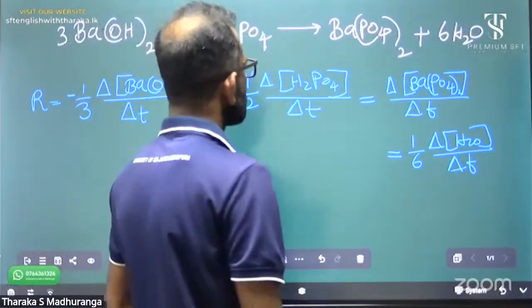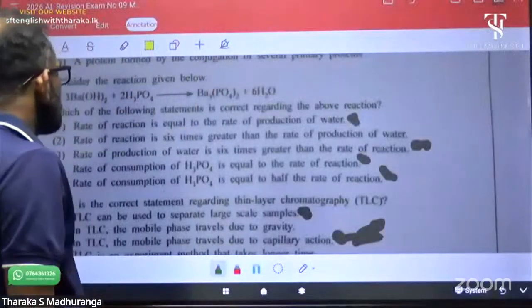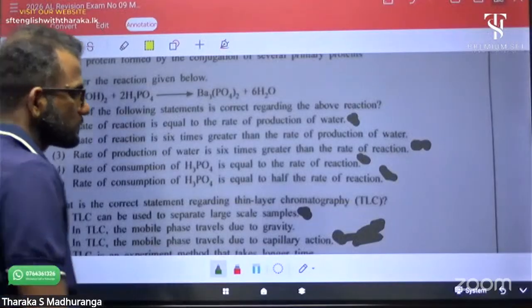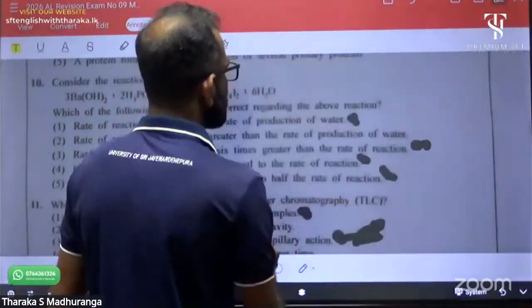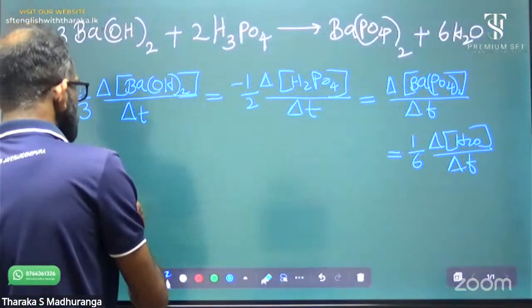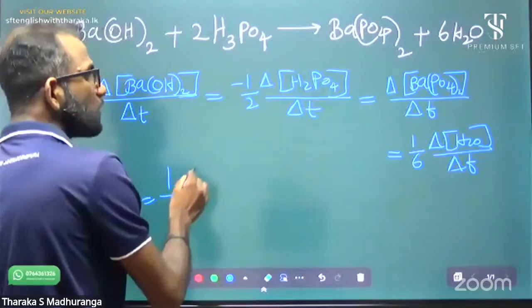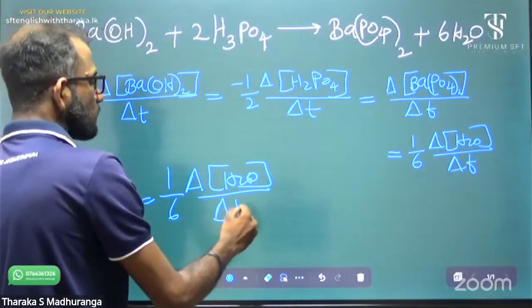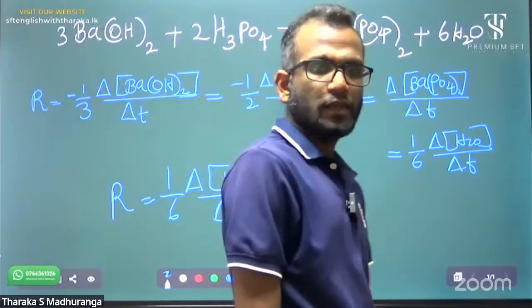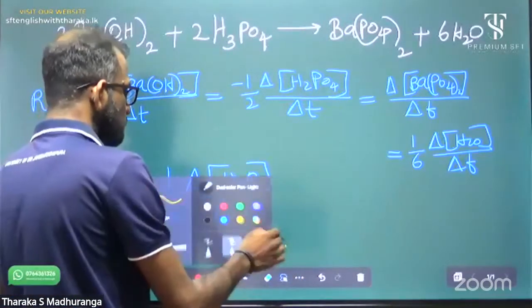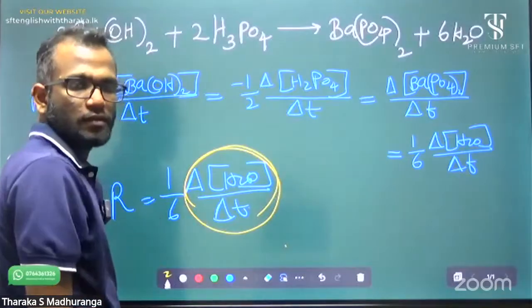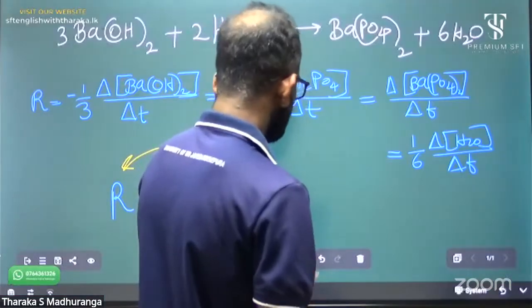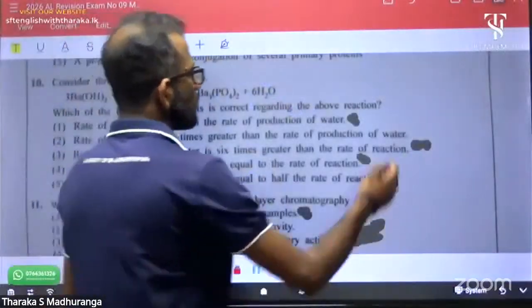In the first statement, it is asking whether the rate of reaction is equal to the rate of production of water. No, this is R. R is equal to 1 over 6 delta H2O over delta T. It is not the same. This is the water production rate. They are equal only when you put 1 over 6 in front, right? Therefore, it is not correct.